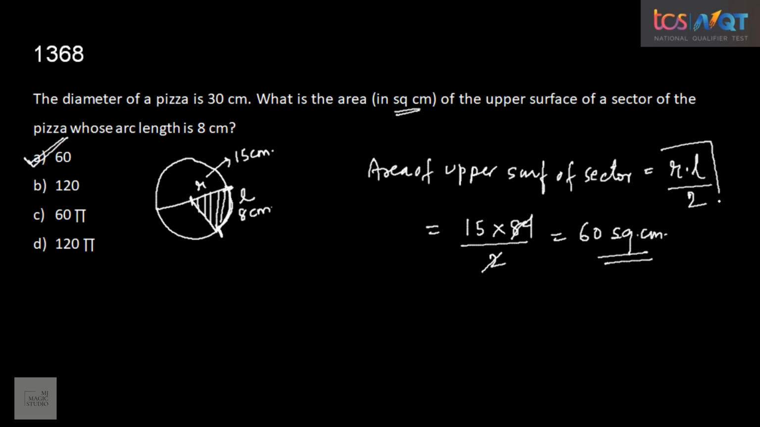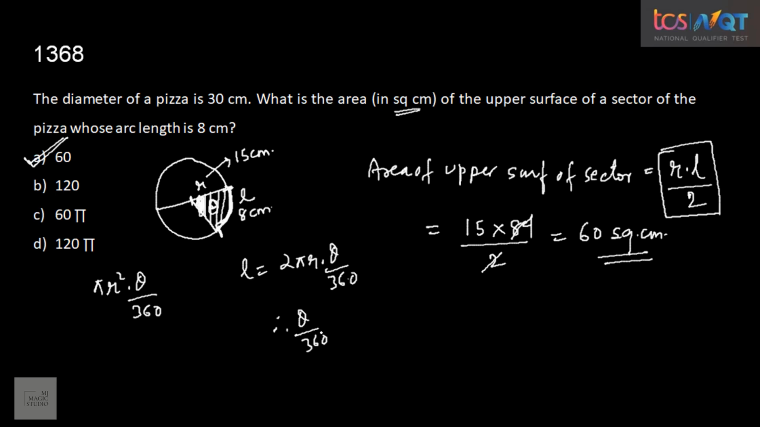Now, it is not possible for anyone to remember every formula, but this formula is simple, so we can remember it. You can very easily derive it also. If this angle is theta, then we know that the area of the sector is pi r square into theta by 360 degree. Now, what is L? L is 2 pi r into theta by 360 degree. So theta by 360 degree is L upon 2 pi r.